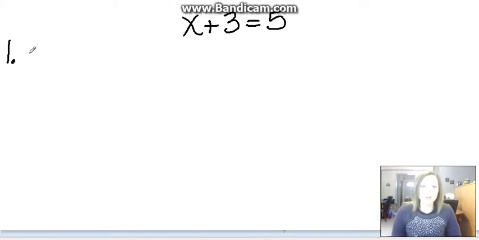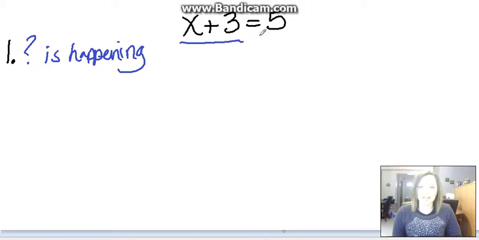So what's happening to the variable? That's the first question you ask yourself. What is happening? And what do I mean by that? I mean, look at the side with the variable, side of the equal sign. Remember, this is the equal sign. It separates the two pieces. What's happening to that variable? Well, something is being added to it. So that's why you ask yourself that question. What's happening to my variable? I want to undo that.